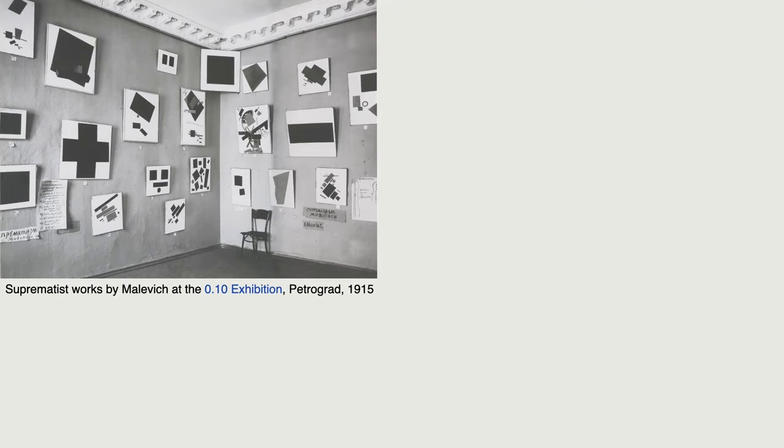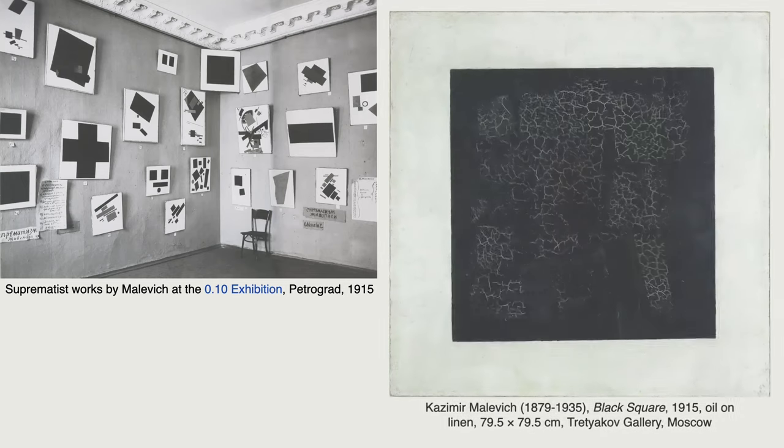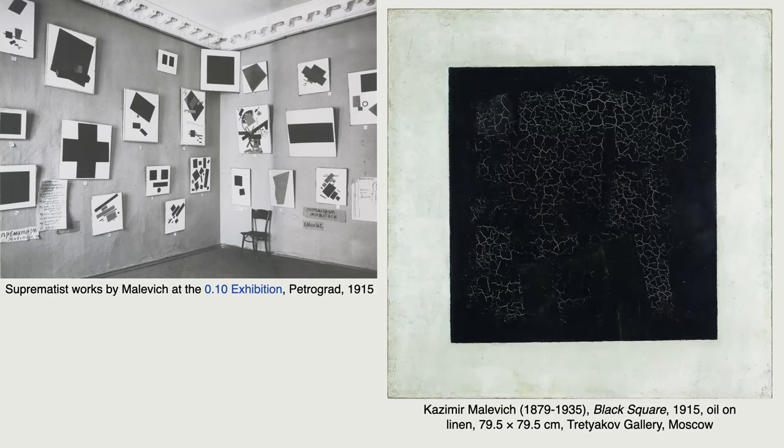And he started with the most basic shapes he could think of, which you see here in an exhibition he held in 1915 called the 0.10, in other words, the starting point of all future exhibitions. And the most basic shape he started with is this one, the black square, which you can see in the corner of the room, which was conventionally the place where in Russia a religious icon was hung, which was a controversial place to put the black square.